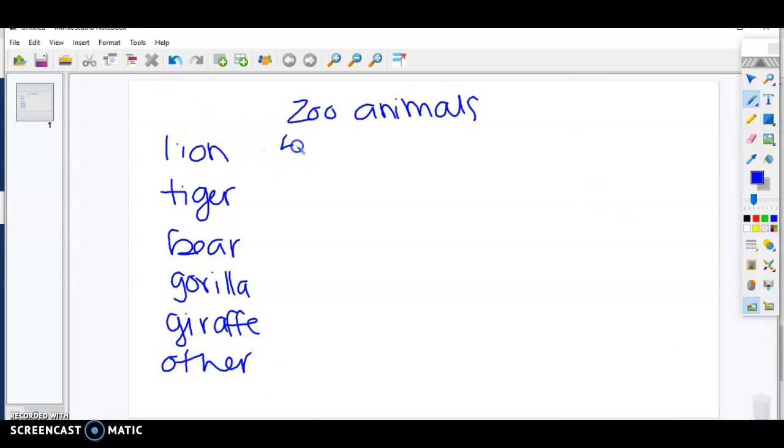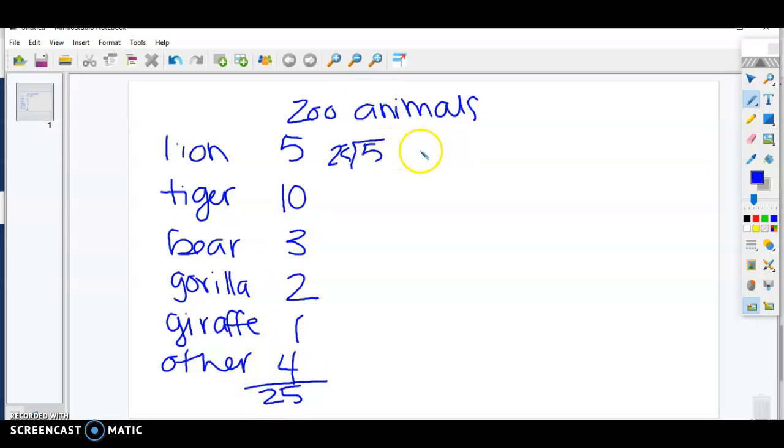So a lion, 5 people chose, so that was my frequency. Tiger, 10 people, a bear, 3, gorilla, 2 people, giraffe, 1, and 4 people chose other. So those are my frequencies. Now for my relative frequency, I need to divide. We learned this Wednesday, right? Yesterday. So we divide. I'm going to take 5 divided by 25 because there's a total of 25 that I polled. When I divide that, I'm going to come over here and do it for you.